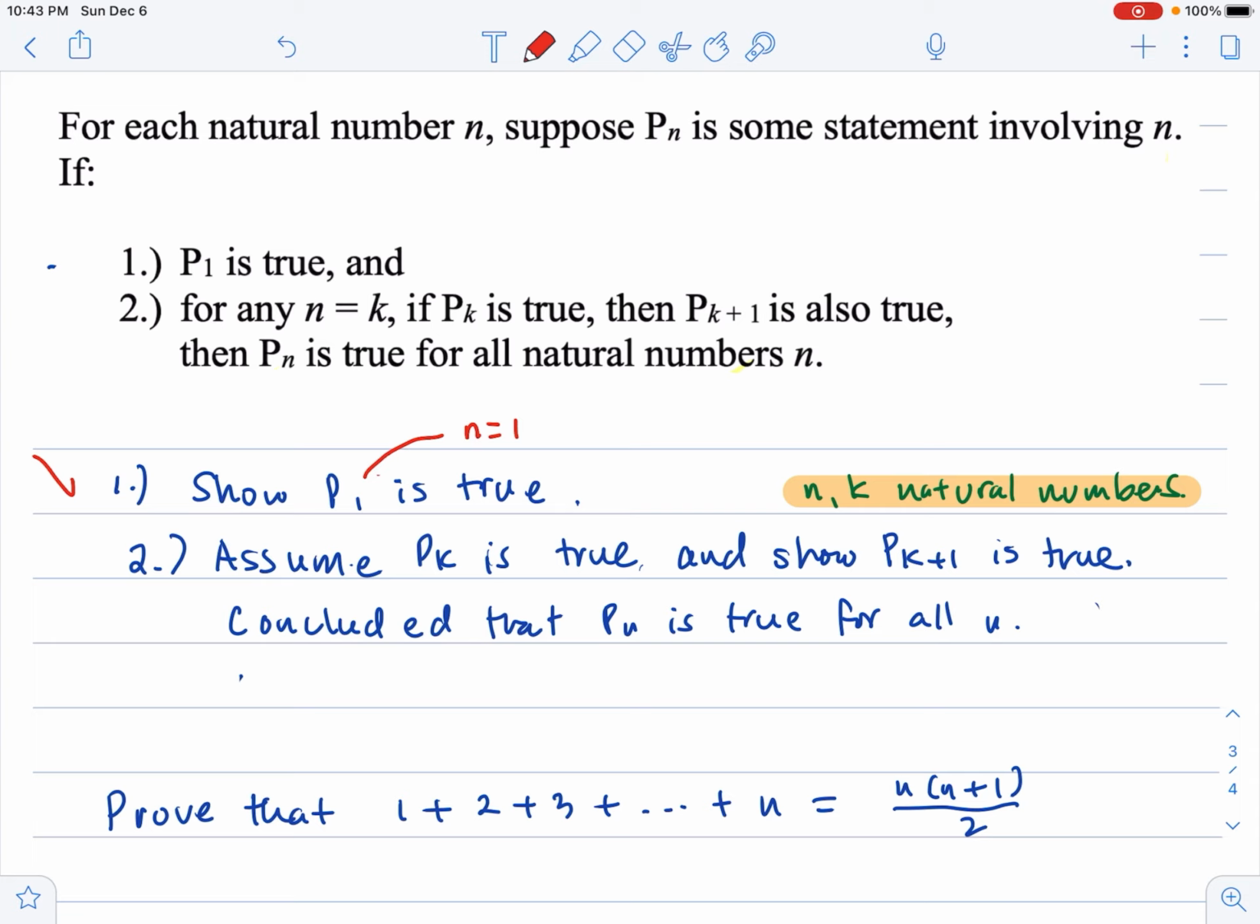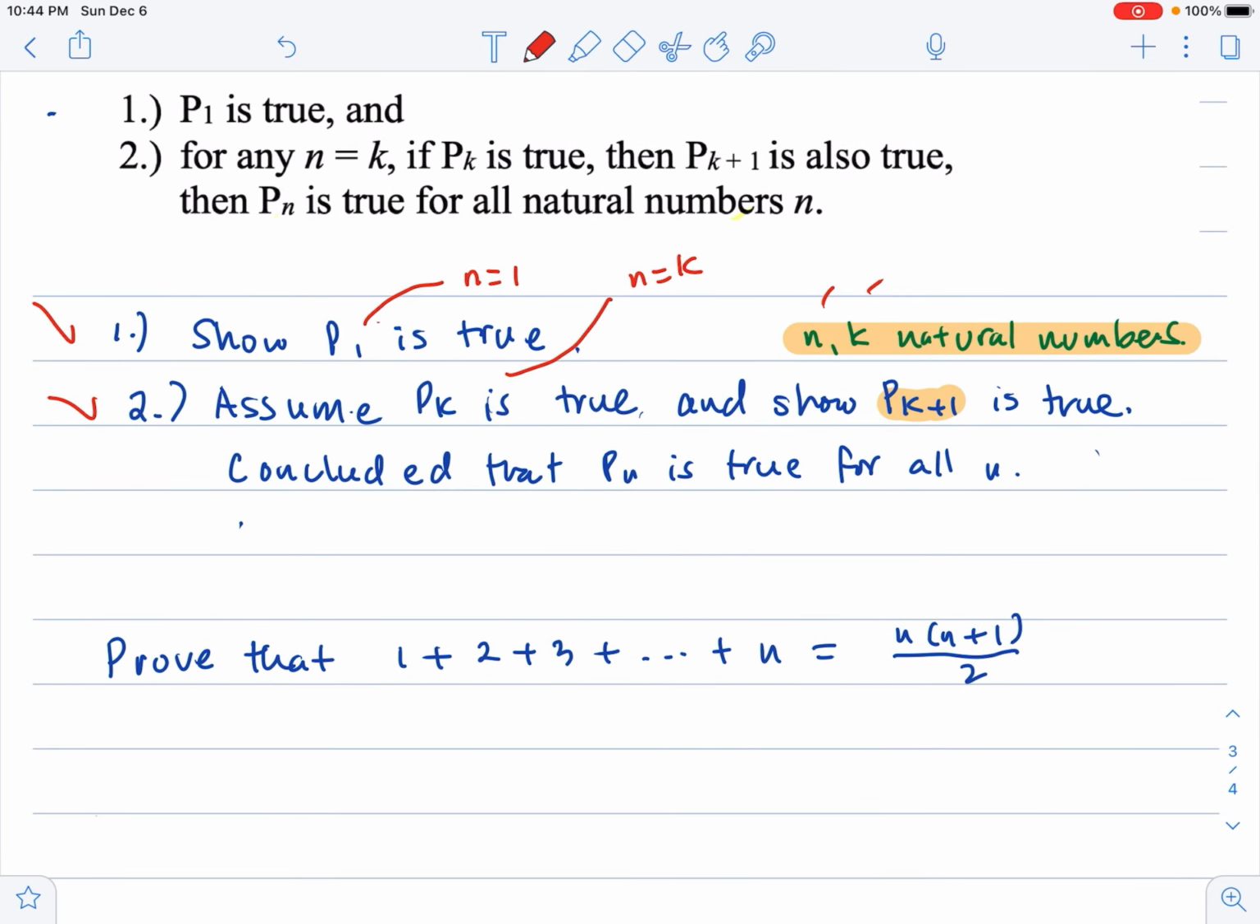Number 2, you assume that P sub k is true. So you let n equals k and you assume that it's true. And then you show that P sub k plus 1 is also true. Pag napakita mo yung dalawang yan, yung number 1 and number 2, then you can conclude that P sub n is true for all natural numbers n. So yung n and k natin dyan, natural numbers. No? Now for this video, sasagutan natin itong question na ito.